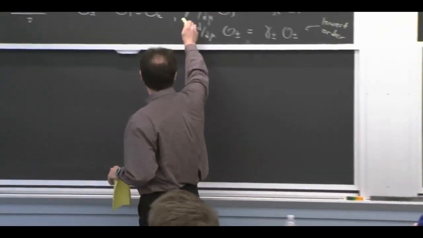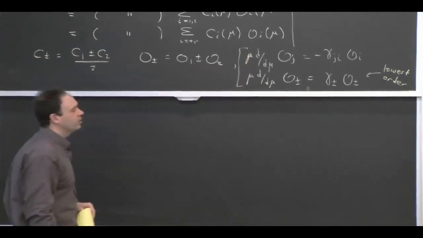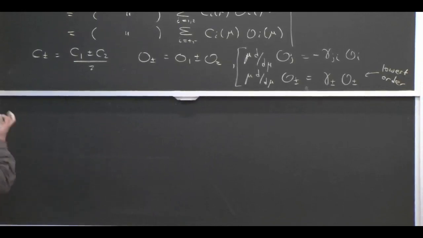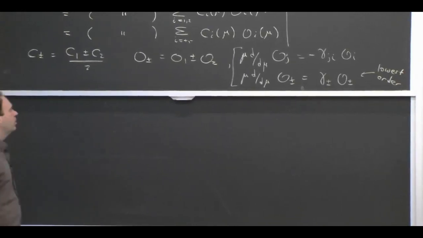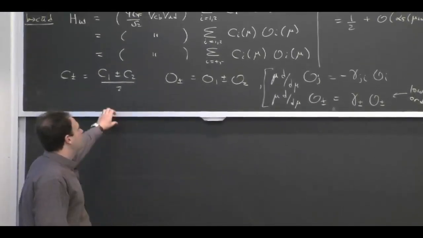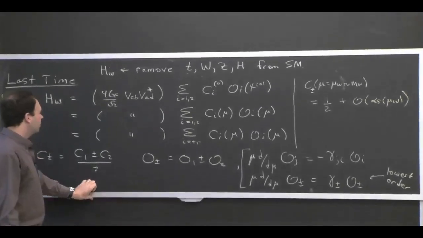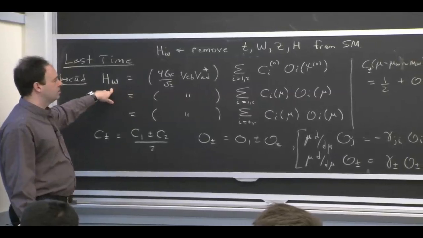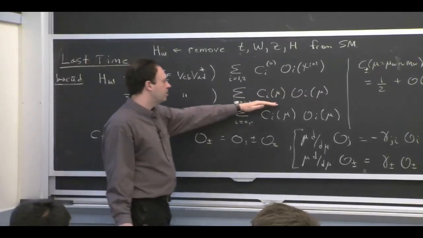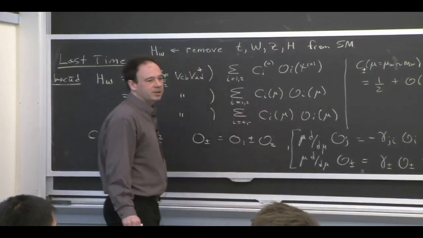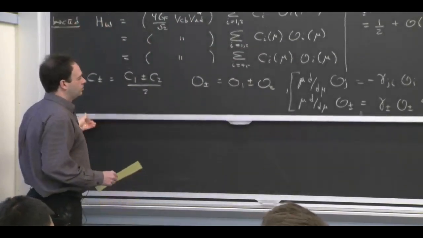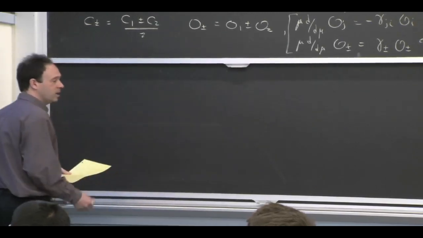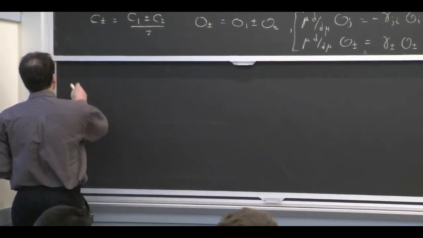So we had these anomalous dimension equations for the operators. We can also write down anomalous dimension equations for the Wilson coefficients. How do we do that? Well, the way that we do that is we make use of the fact that if we look at the first line here, there's no mu. So the Hamiltonian is mu independent. That means that the mu dependence of the coefficient cancels the mu dependence of the operator. And we can use that to take an anomalous dimension equation for the operator and turn it into one for the coefficient.